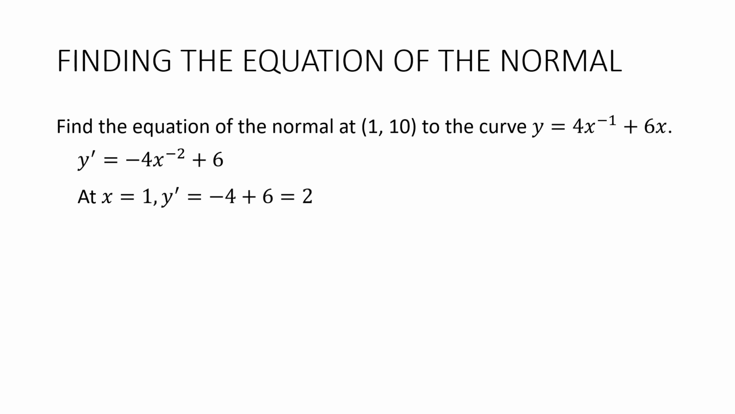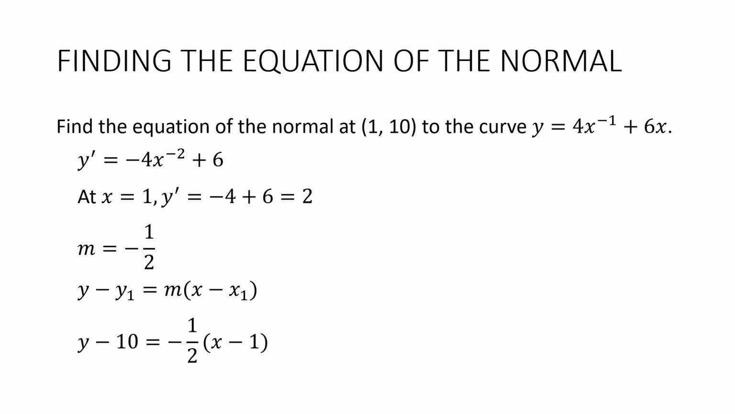Now the normal is going to be perpendicular to that, so we need to do the negative reciprocal. So m is going to be equal to -1/2. And now we're just going to proceed as we would for the tangent. Y minus y1 is equal to m brackets x minus x1, substituting in, and then we need to tidy that up.